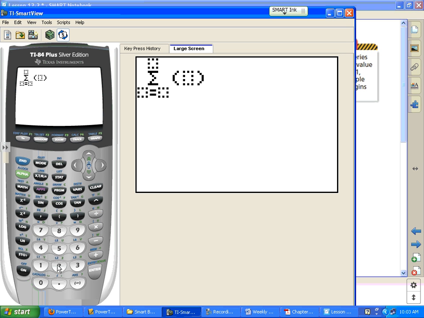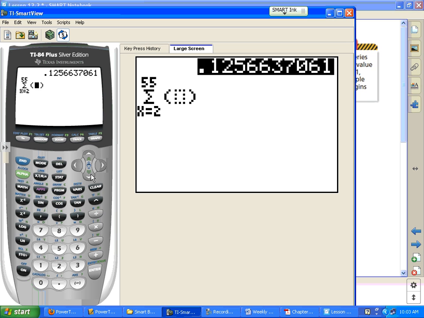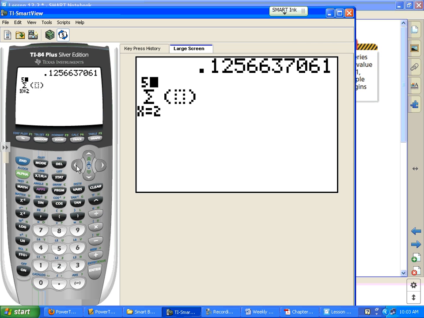Right? But what letter is easiest to use? X is. So you might as well just use X. So we put X here. And then we're going to start at 2, right? And go to 5. Oops, not 55, but 5. Oops, come on. Delete.